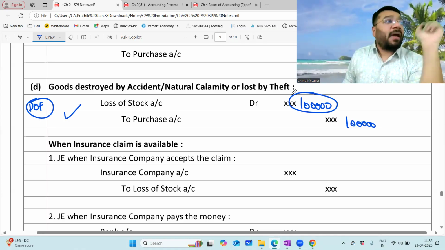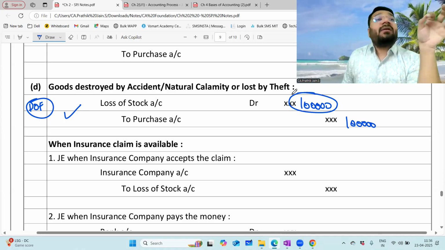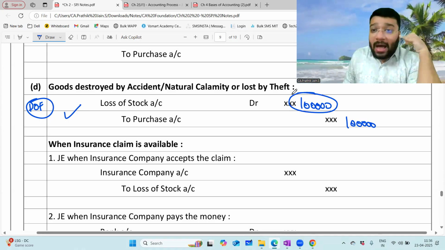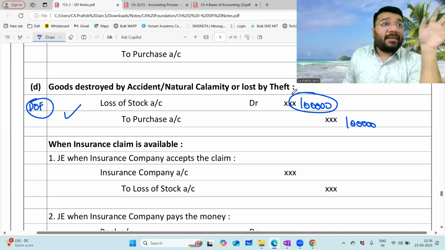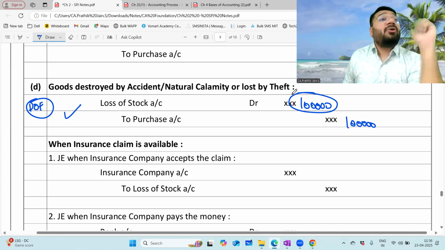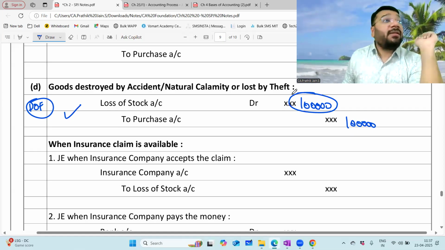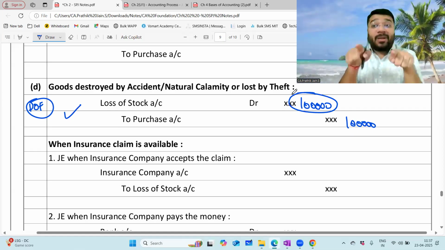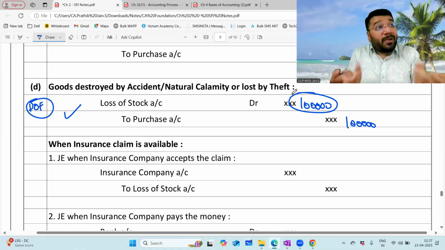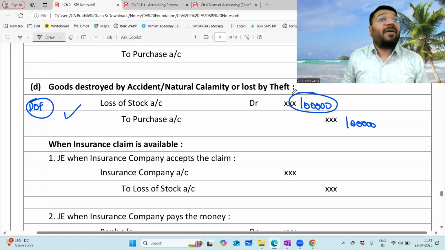Now, the very same day, as and when the accident takes place, within a couple of minutes or hours, you have to reach out to the insurance company, telling them that this incident has taken place. Please come and do the inspection. Because they will come and check whether the fire set in the godown was by mistake or on purpose. You might be wondering, sir, on purpose, who will set the goods on fire?